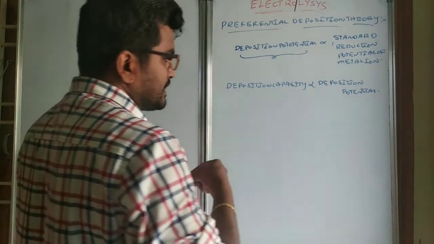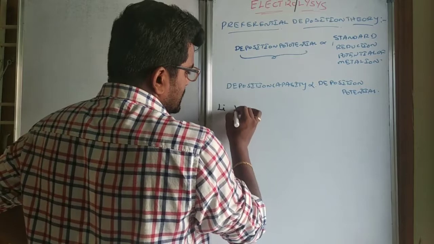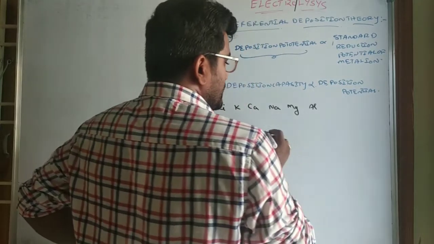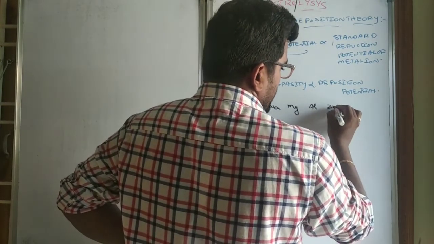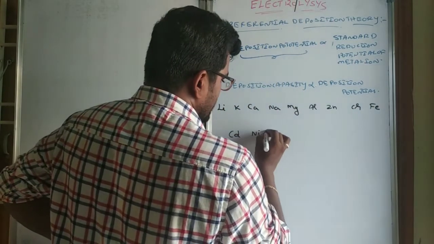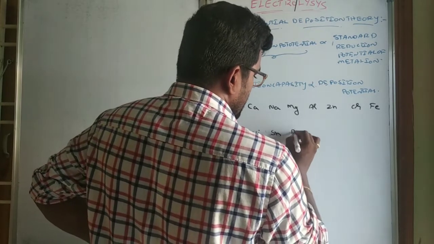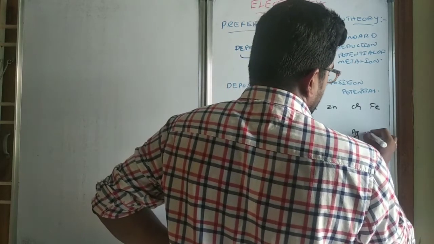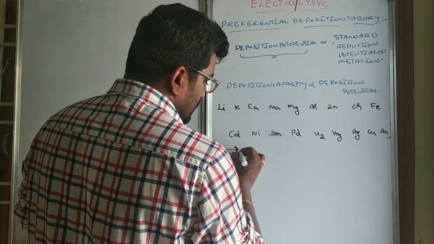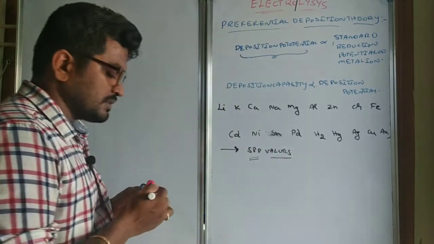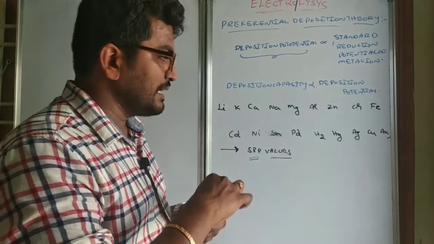In the electrochemical series, the ions present are lithium, potassium, calcium, sodium, magnesium, aluminium, zinc, chromium, iron, cadmium, nickel, tin, lead, hydrogen, mercury, silver, copper, and then iron will come. This is the increasing order of SRP values. You can check this in my video on the electrochemical series, where I have clearly explained it.